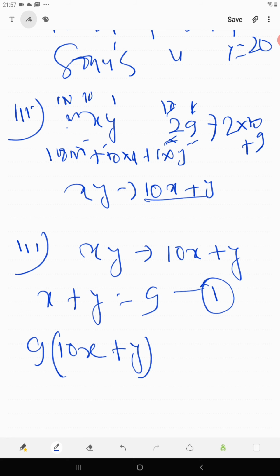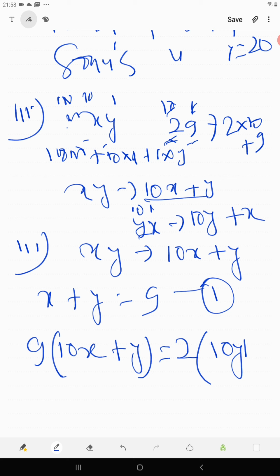So 9 times the number is equal to twice the number obtained by reversing the order. If you reverse the order, it will be yx, correct? In yx, y becomes the tens digit and x becomes the unit. So it will give you 10y plus x. So what will be the second equation? 9 times the number is equal to 2 into the number obtained by reversing the order. By reversing we get yx, that is 10y plus x. So 2 into (10y plus x).